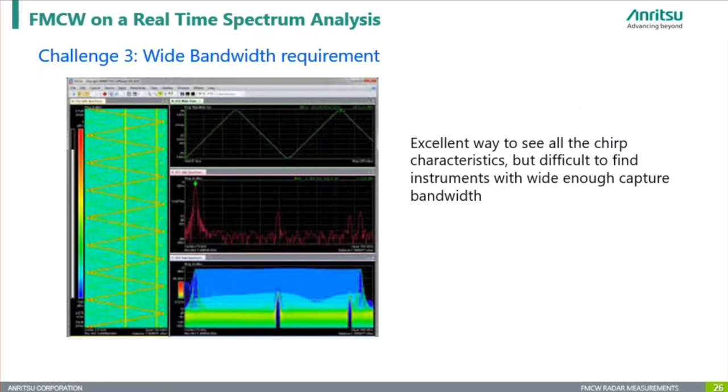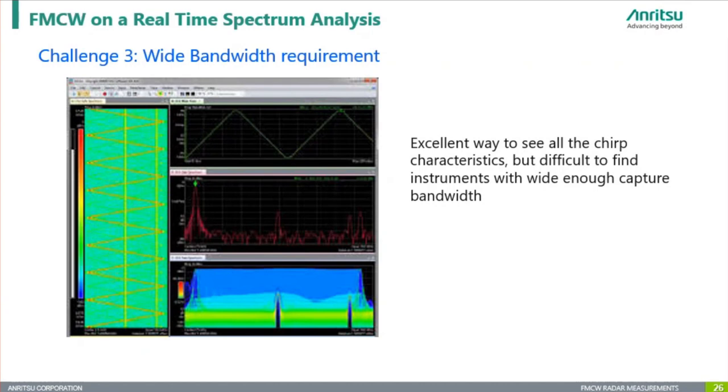A better solution for analyzing FMCW signals is to use a real-time spectrum analyzer, RTSA. As shown in the screenshot, an RTSA can clearly display the uniform frequency sweep of an FMCW signal both upward and downward, making it an excellent tool for visualizing chirp characteristics.